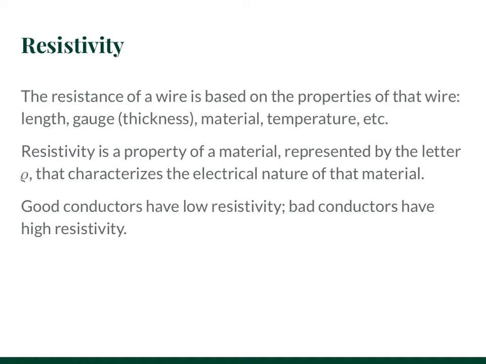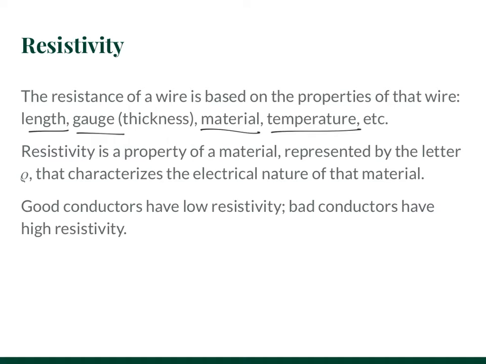Resistance is a property of a specific component of a circuit or a specific wire, like a piece you could physically hold and see. You could say, this is the wire, it has a certain resistance. And it's based on properties of that wire, like the length, the gauge, which is the thickness of the wire, what it's made of, and its temperature, and other things possibly.